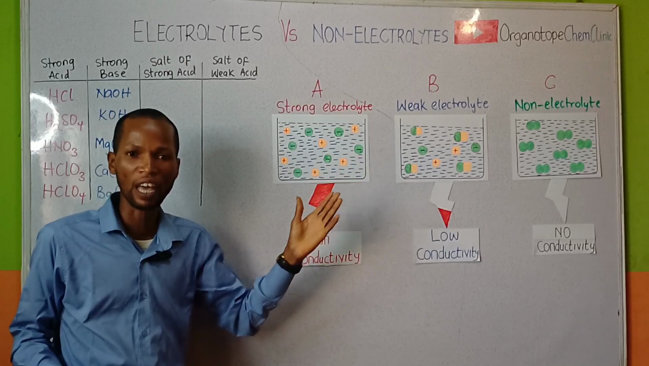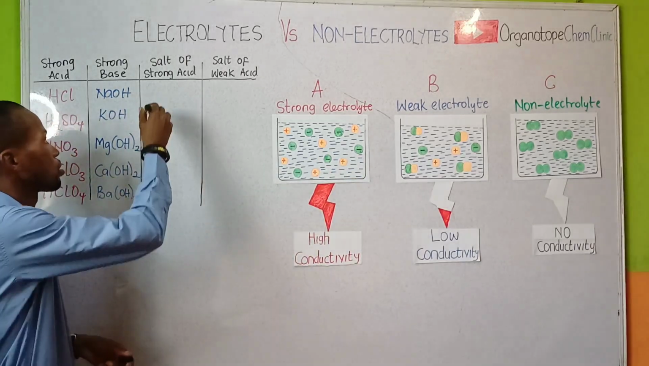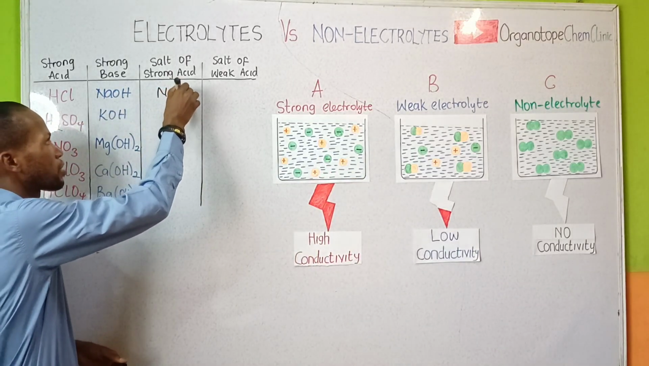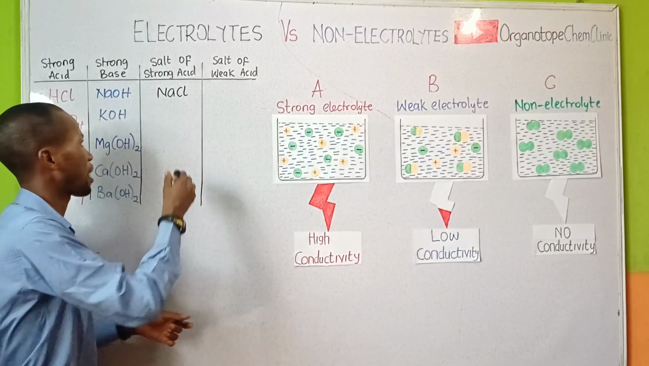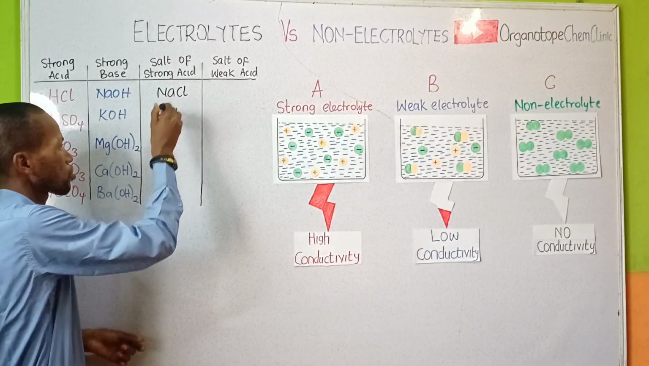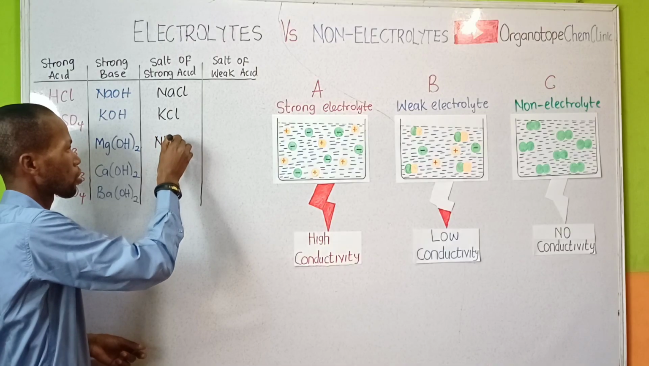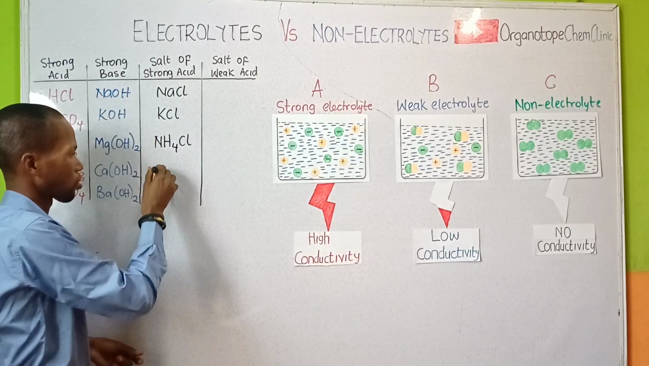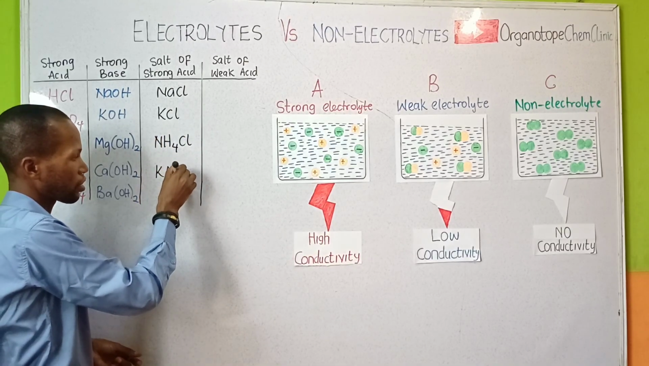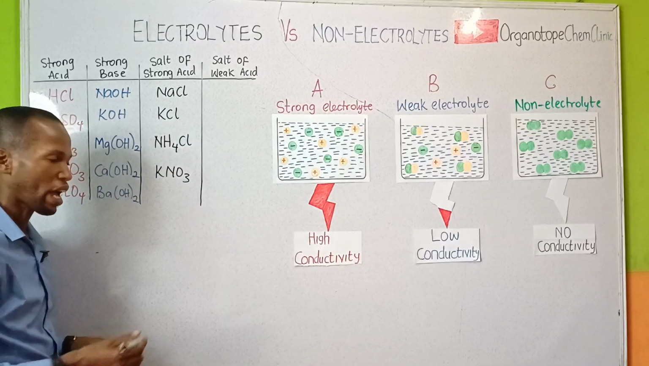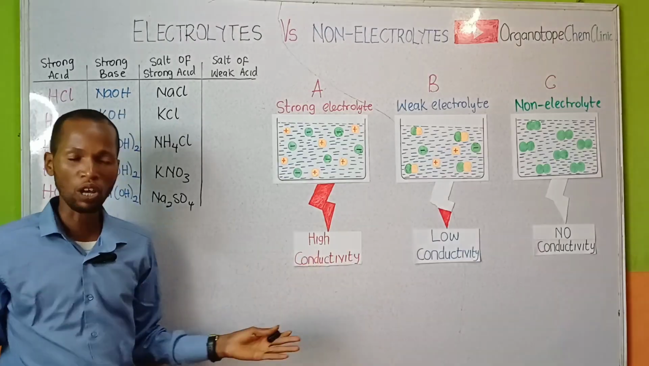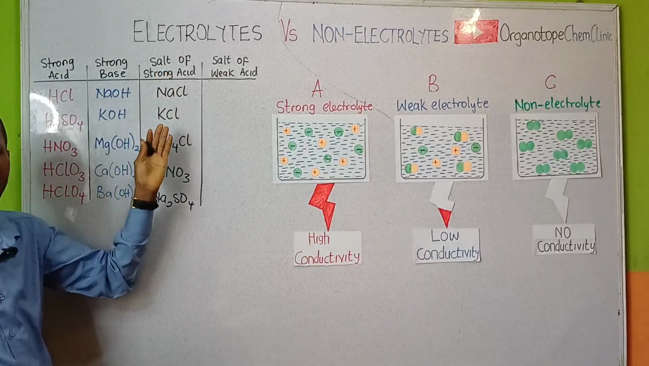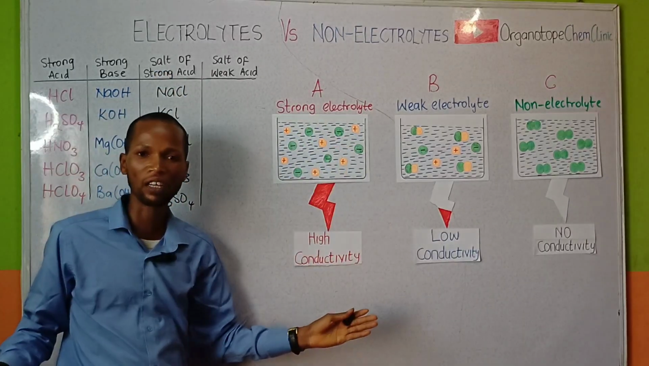Can we consider salts of strong acid, which are also regarded as strong electrolytes? We have sodium chloride, which is a strong electrolyte. We have potassium chloride, ammonium chloride, potassium nitrate, as well as sodium sulfate. The salts of strong acids are said to be strong electrolytes.